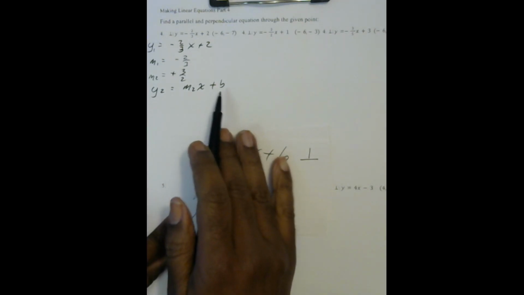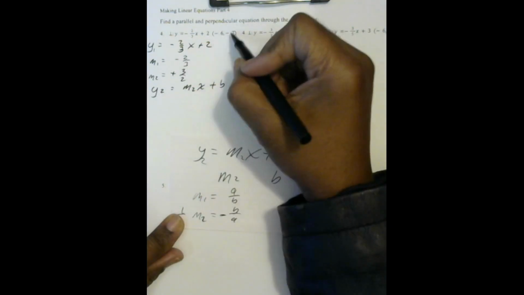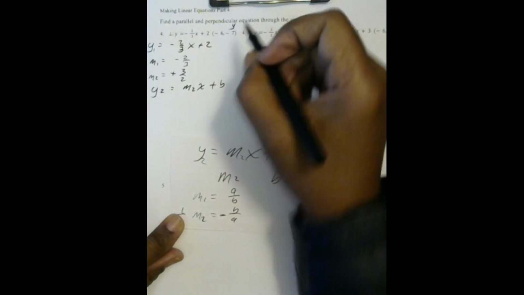We have just about all the pieces here to find the b. In fact, we have everything. We need a y, we need an m2, and we need an x. Let's see, the y comes from this right here. That's negative 7. The slope is going to be the positive 3 over 2. And the x is going to be this negative 6 over here.